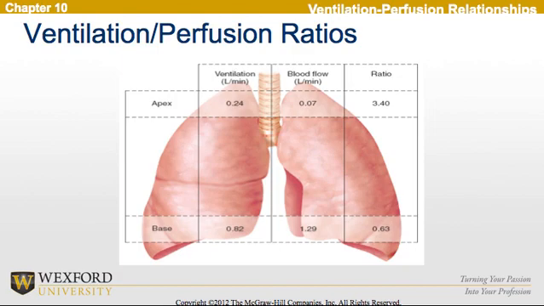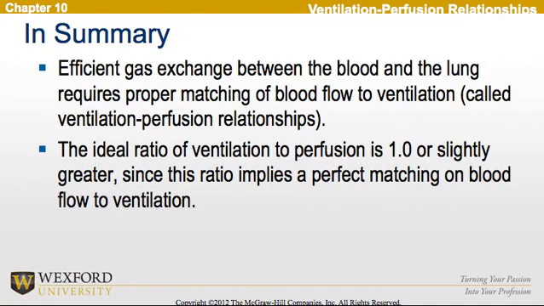In summary, efficient gas exchange between the blood and the lung requires proper matching of blood flow to ventilation, called the ventilation-perfusion relationships. The ideal relationship of ventilation to perfusion is 1.0 or slightly greater, since this ratio implies perfect matching of the blood flow to ventilation.